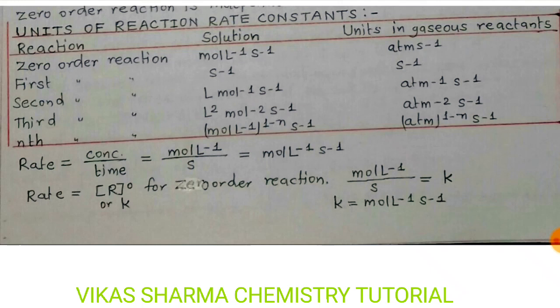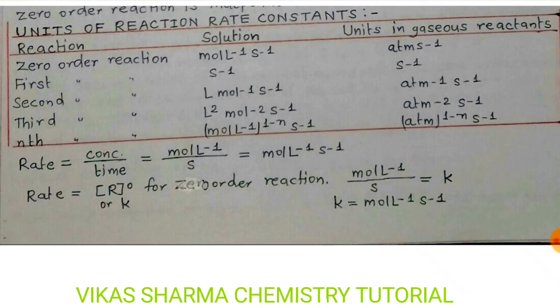In a second order reaction, meaning two moles of reactants are given, the unit is liter per mole per second, and in a gaseous situation, liter is converted to atmospheric pressure, so we say per atm per second. If the reaction is a third order reaction, the unit is liter square mole minus 2 second minus 1, and in gaseous form atm minus 2 second minus 1.